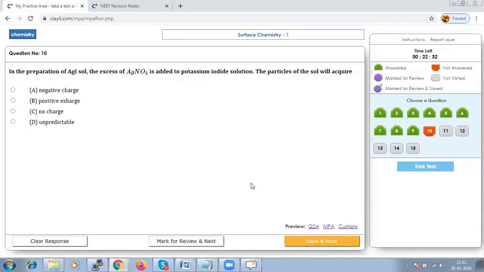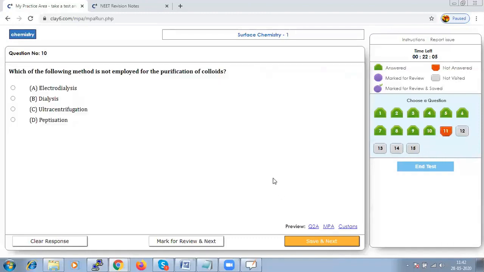In the preparation of AgI sol, excess of AgNO3 is added to potassium iodide solution. The particles of the sol will acquire, once again, Ag plus, hence it should be a positive charge. So we can say it will have positive charge. Save that and go to next.